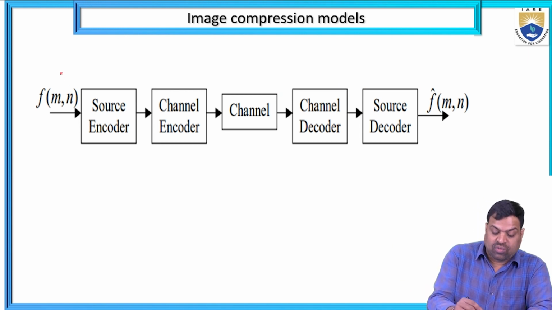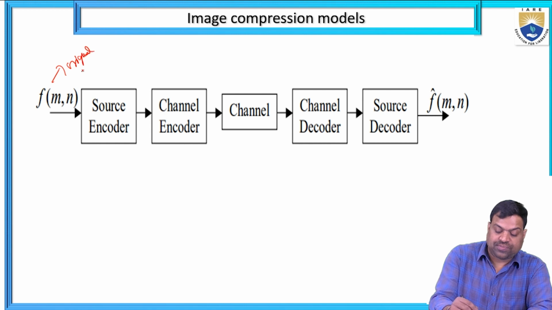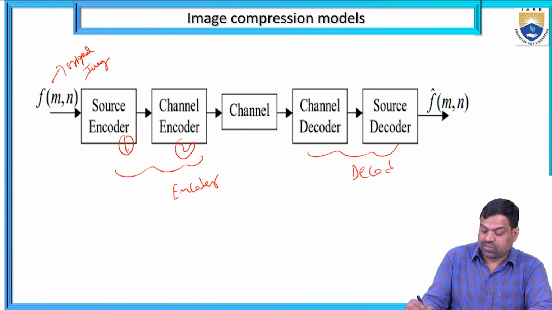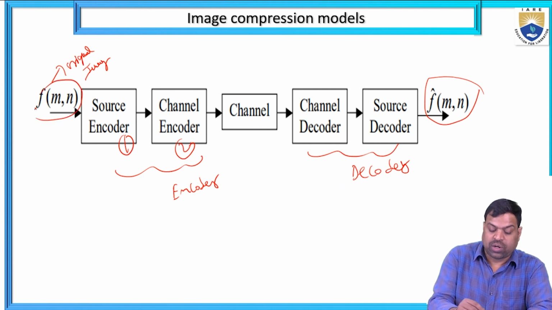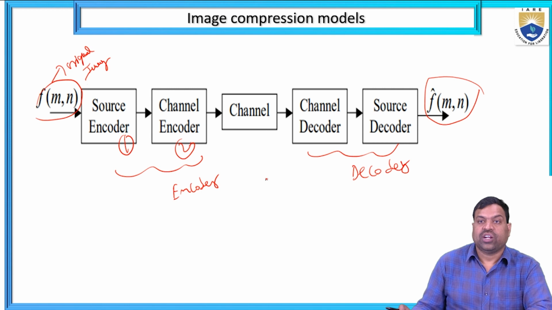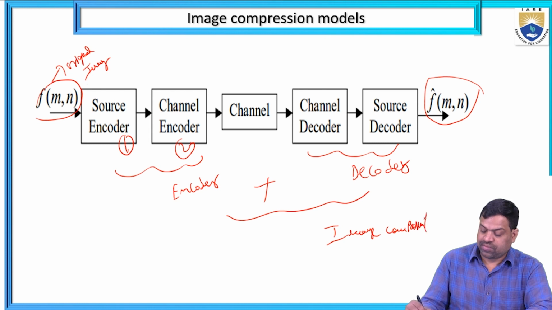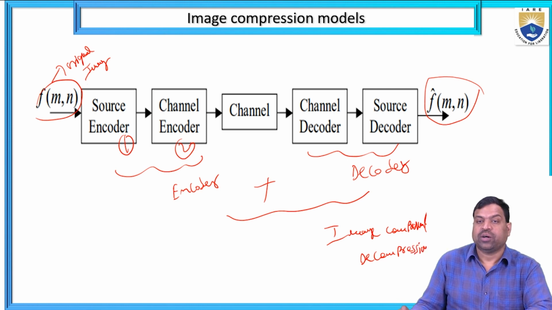So original image, source encoder, channel encoder. It is an encoder. Channel decoder, source decoder. It gives f dash of m comma n. So f of m comma n and f dash of m comma n. Source encoder and channel encoder form the encoding system. The channel decoder and source decoder form the decoder, and that gives f dash of m comma n. So we are dividing it into an encoder and a decoder. Encoder plus decoder is the image compression and decompression system.